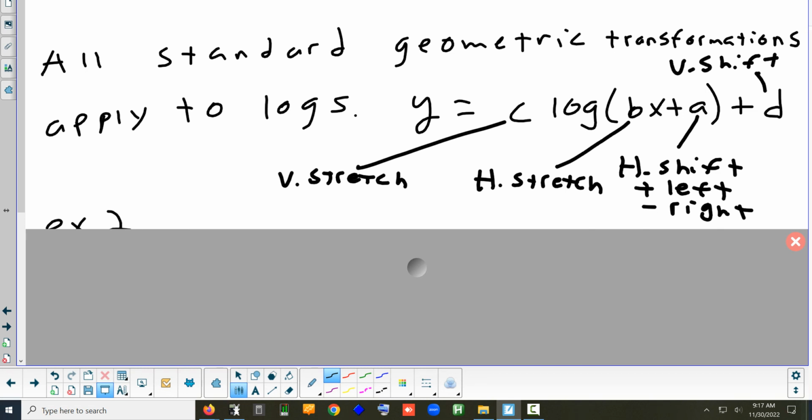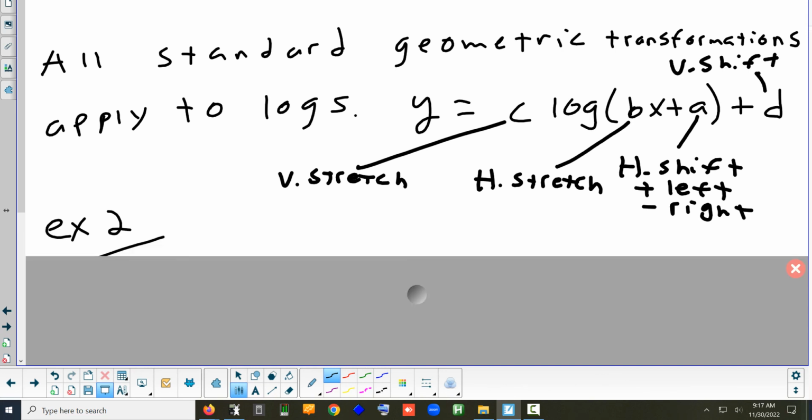Now I said there were 2 other things. You could have a reflection. What's one of the letters that could cause a reflection? Yeah? C could cause a reflection. And how would you know if C is causing a reflection? What kind of number would it have to be? Yeah? It would be a negative. And it would be a vertical reflection.